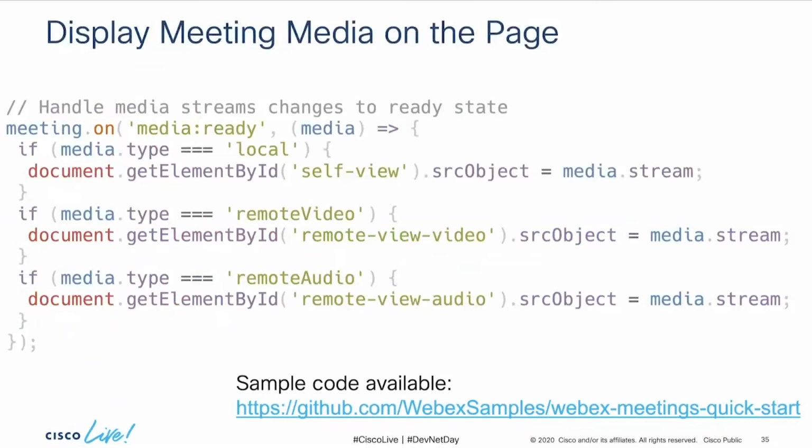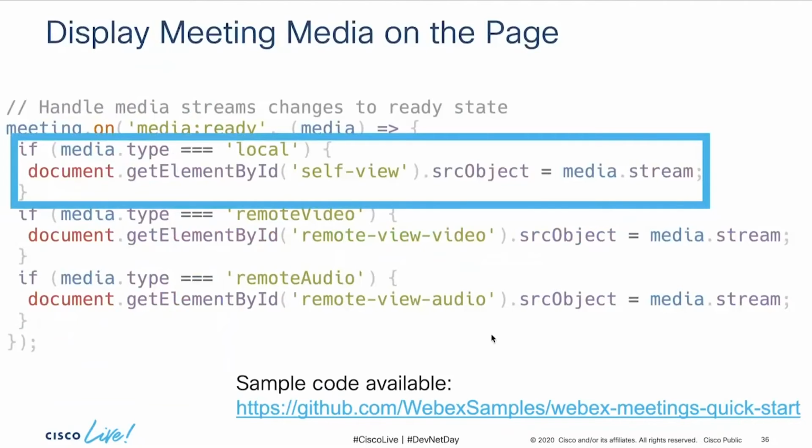We also need to display the meeting media. So we want to display the remote video coming in from our meeting on our page somewhere, and that's what this code's for. Let's break this down a little bit. You can see that we get a media ready event on our meeting. This block tells us that our local video is ready to go. And once we have that local video, we can display a self view on our page as well.